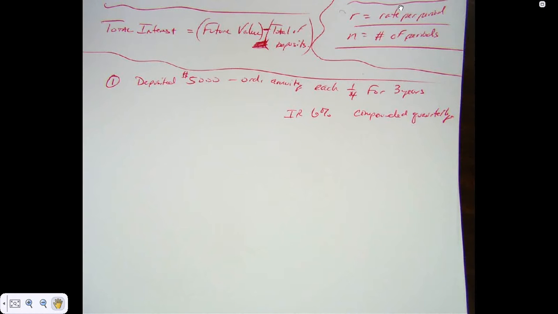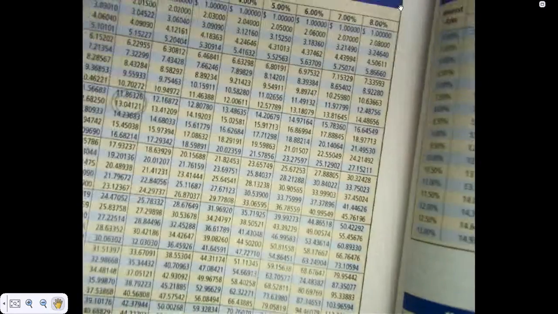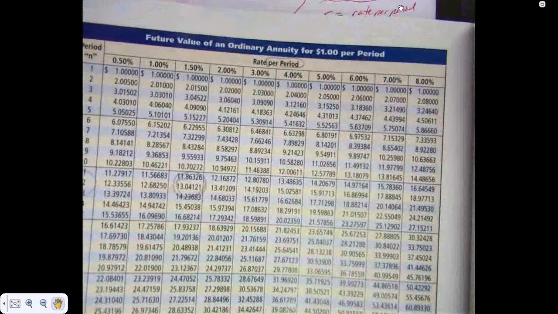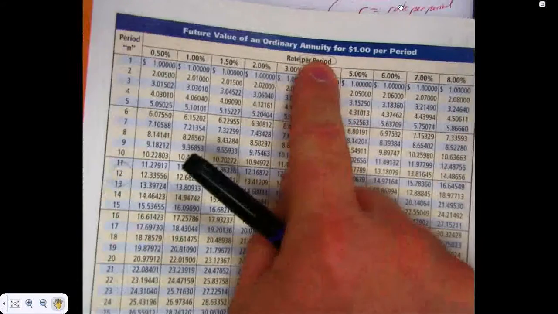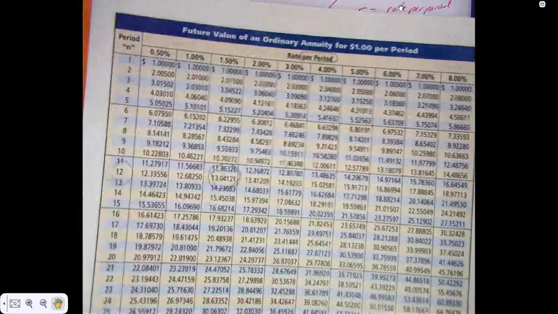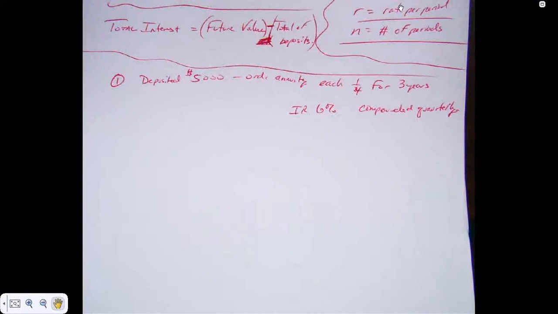Okay. I need to use a different colored pen. That's kind of blending in with everything. Good thing to always do before you're doing these problems is look at your table and see what they need. You need what? Rate per period, and you need what? Number of periods.